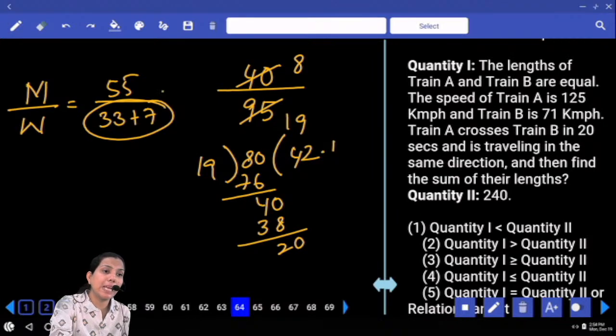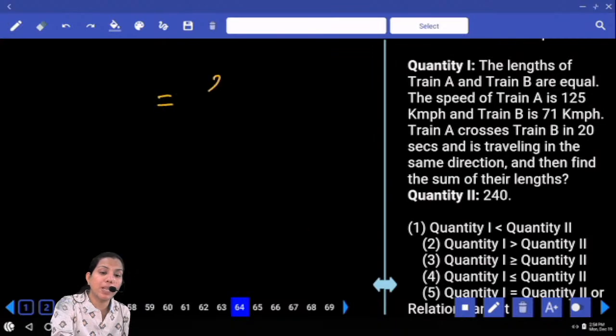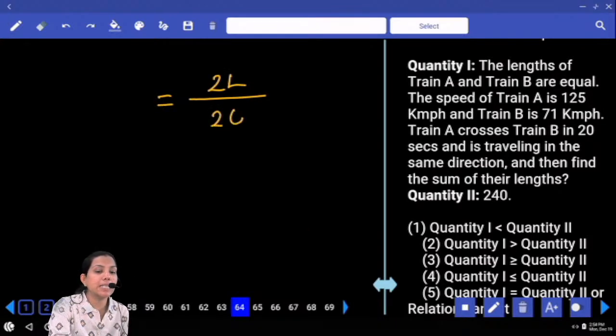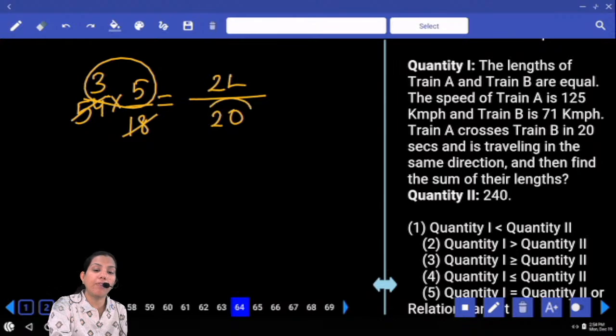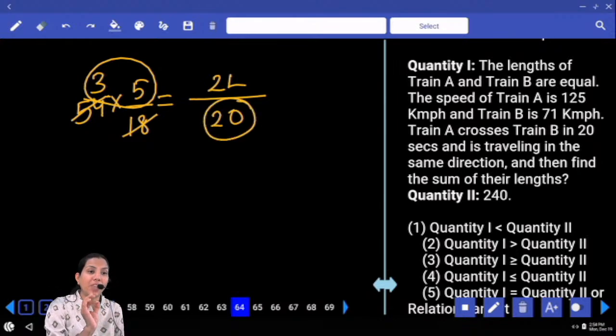The two lengths are equal, that is what they are saying. So that means 2L. And it takes how many seconds? 20 seconds. Both are traveling in the same direction or the opposite direction? Same direction. Relative speed is S1 minus S2. What is 125 minus 71? 54 kilometers per hour. To convert to meters per second you should multiply by 5 by 18. 18 is exactly 3 times 54, and 3 fives are 15. 15 into 20 is equal to 300.